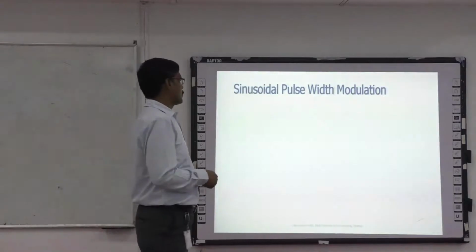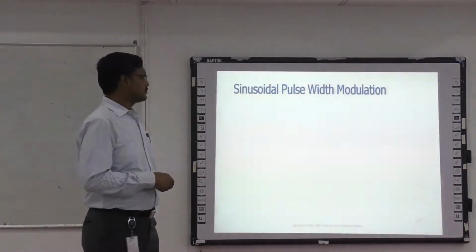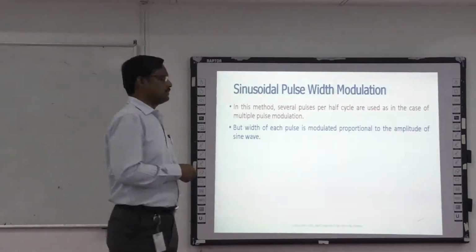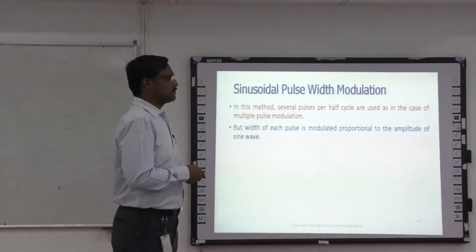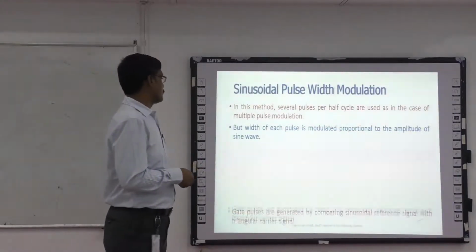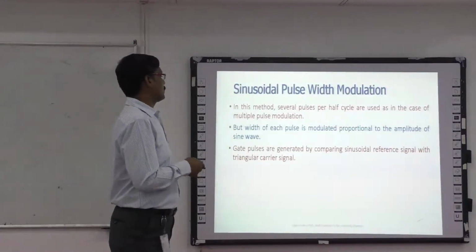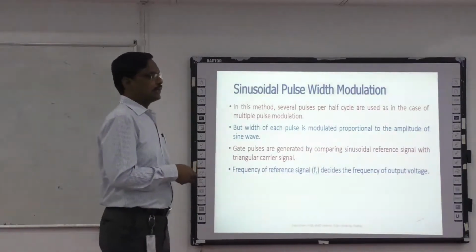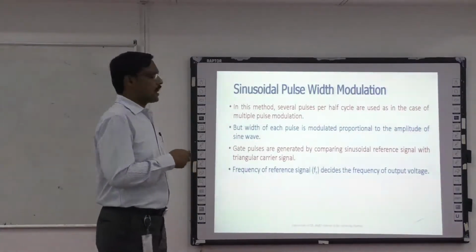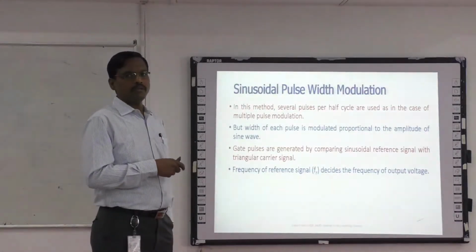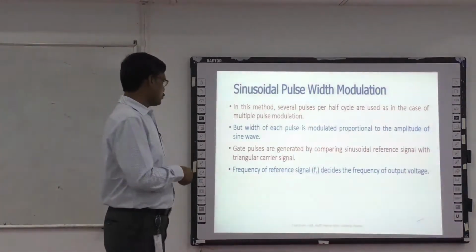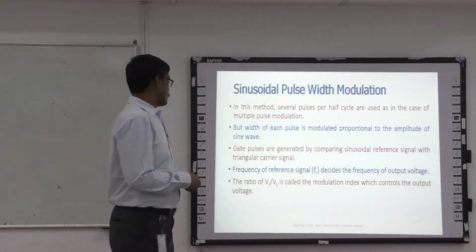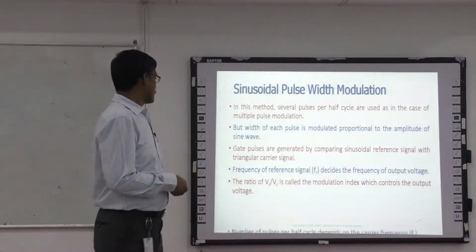Then sinusoidal pulse width modulation. In sinusoidal pulse width modulation, instead of having a constant DC voltage as the reference signal, we are going to use a sinusoidal signal as the reference waveform. The number of pulses in the output is again multiple pulses, and the pulse width is going to vary depending upon the magnitude of the sinusoidal waveform. Again, the modulation index determines the magnitude.